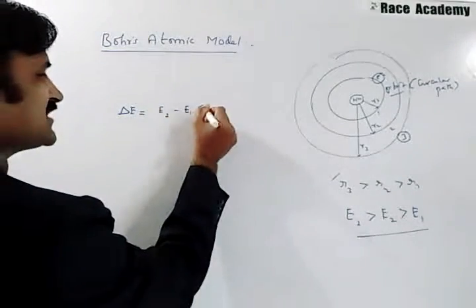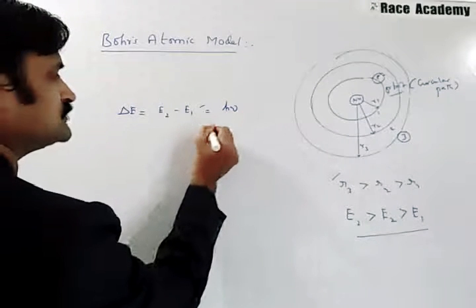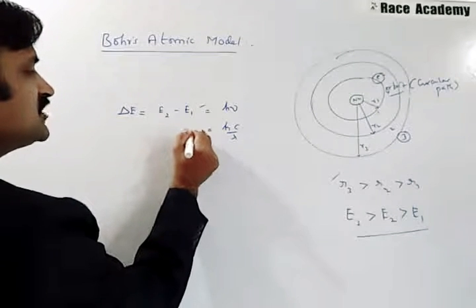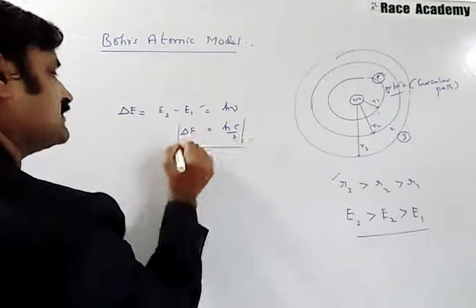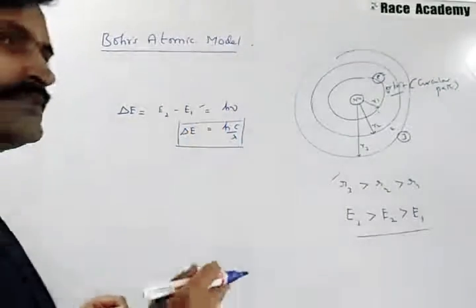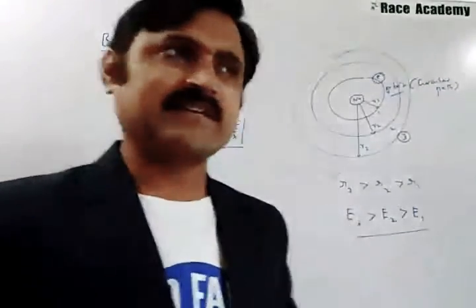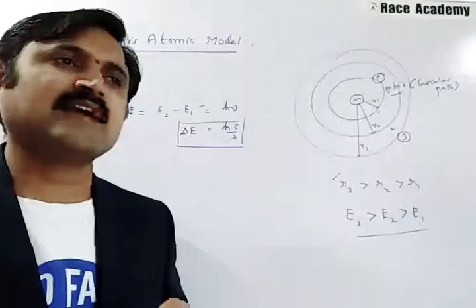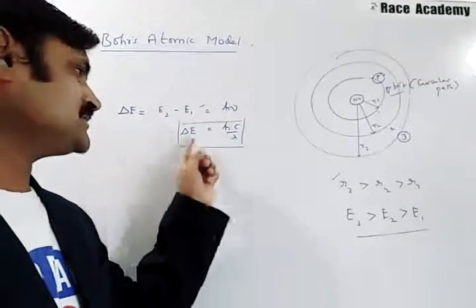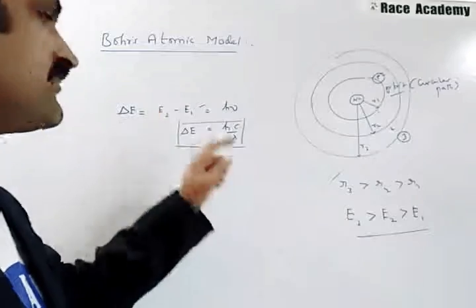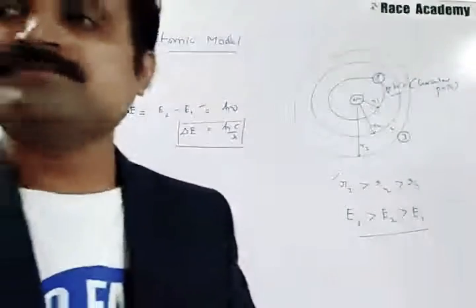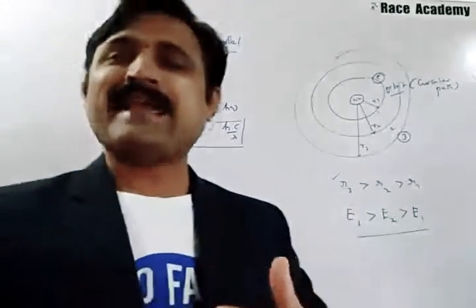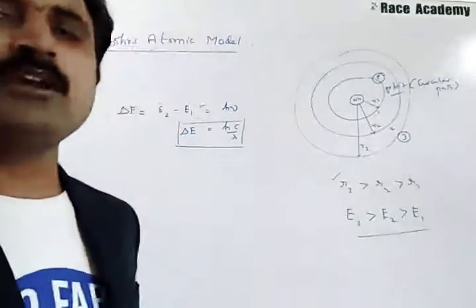This energy change is h nu, which equals hc by lambda. So the energy change is hc by lambda. This is from Max Planck's quantum theory. Here h is Planck's constant, c is the velocity of light, and lambda is the wavelength. Delta E is the difference in the energies when the electron jumps from one orbit to another orbit. In other words, the transition of an electron from one orbit to another orbit gives these results.